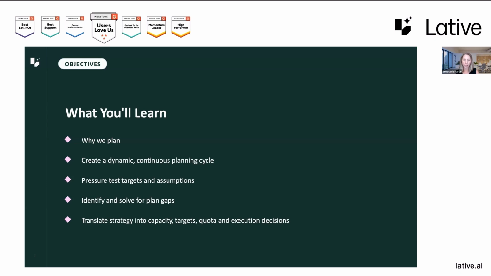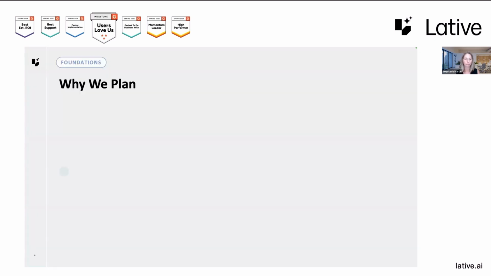We're also going to show you how to pressure test targets and assumptions, because I think many of us know that sometimes we're handed a number that doesn't feel quite right, doesn't feel achievable. So there are ways to actually get information together to pressure test and decide whether it's going to work out or not, and to identify and solve for any gaps between what the company can actually produce and the targets being handed down from the leadership team. And then finally, all of this is really about translating strategy into capacity, targets, quota, and execution: how to take the company strategy and where the company wants to go and actually make that come to fruition. It's really hard to do, but using this framework makes it a little bit easier to plug things in to make that happen.